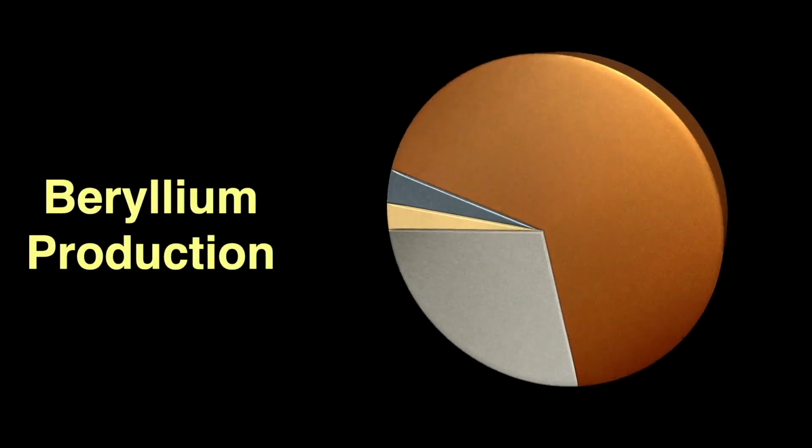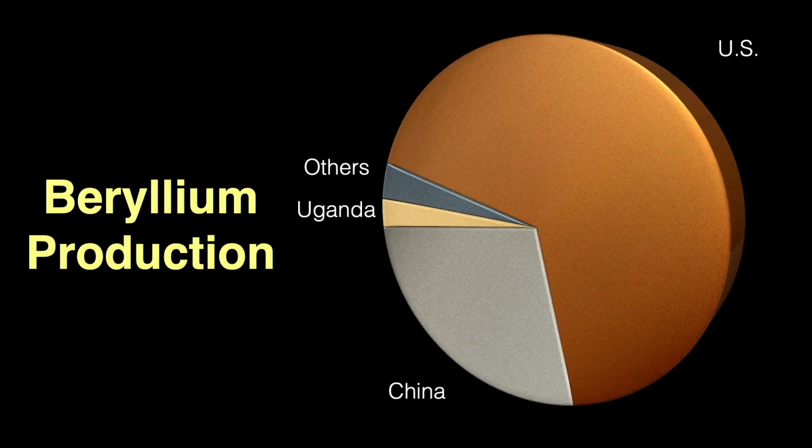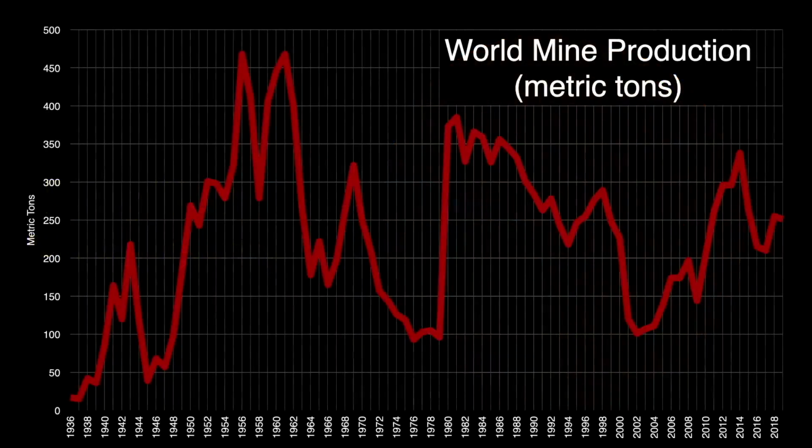About 2/3 of the world's beryllium is produced in the United States. China is second with about 27%, Uganda with almost 3% is third, and everybody else, Brazil, Mozambique, Nigeria, Madagascar, and Rwanda with the remaining 3.5%. Here you see the world mine production of beryllium between 1936 and 2019.